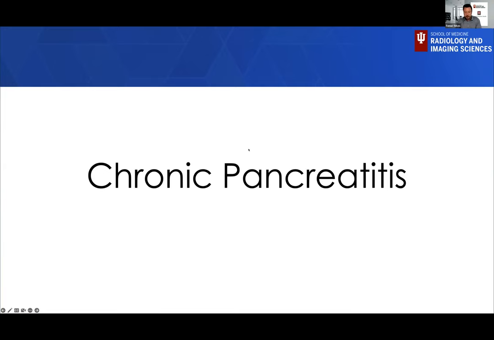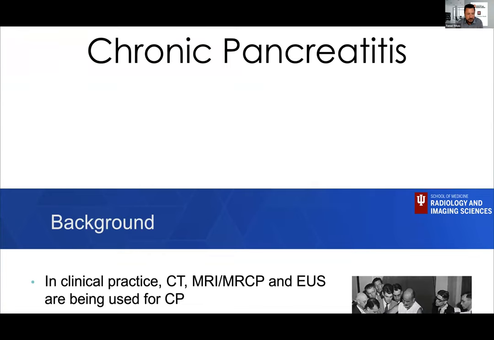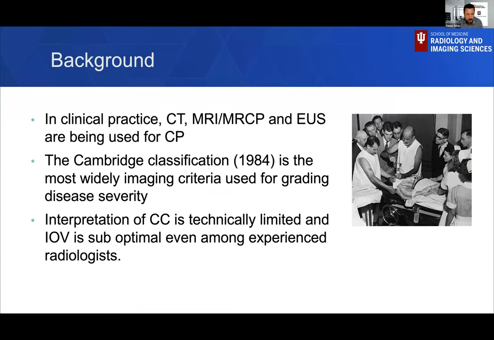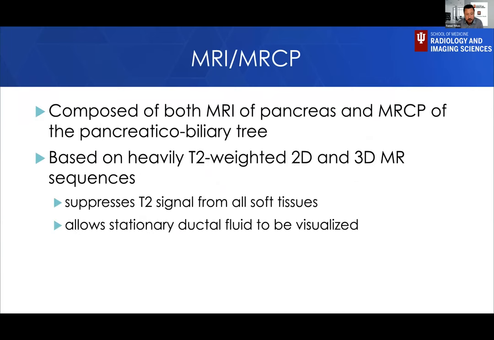So that's about the pancreatitis in our limited time. I'm going to switch to chronic pancreatitis. Typically, chronic pancreatitis is diagnosed with ductal imaging, and MRI and MRCP are superior to CT in terms of ductal anatomy, but inter-observer variability is not optimal. MRI is composed of basically T1 and T2 weighted images.